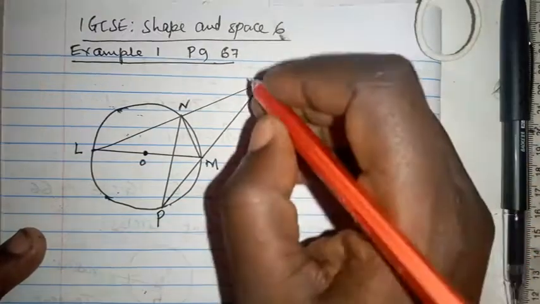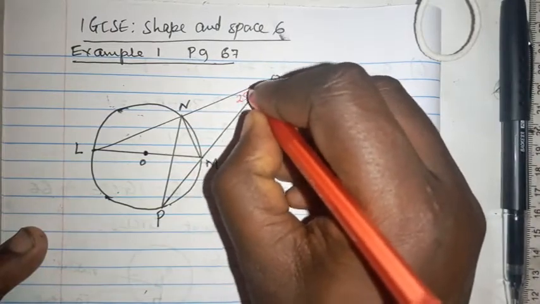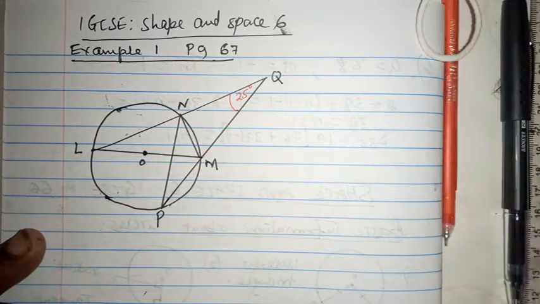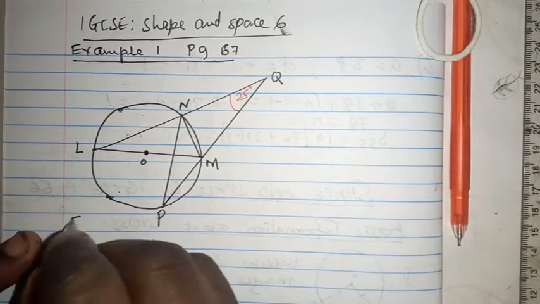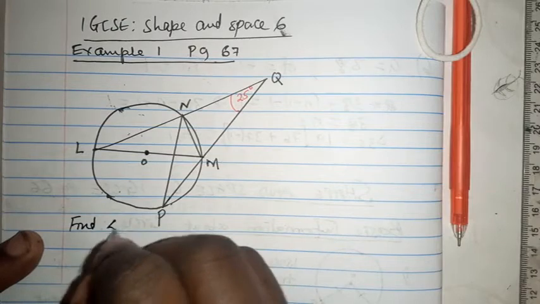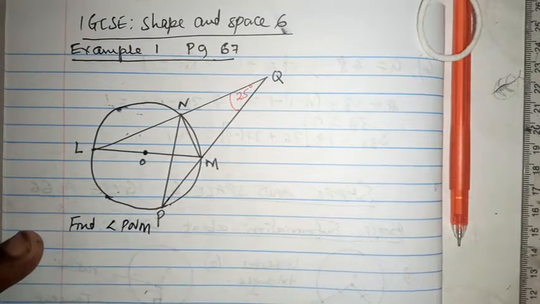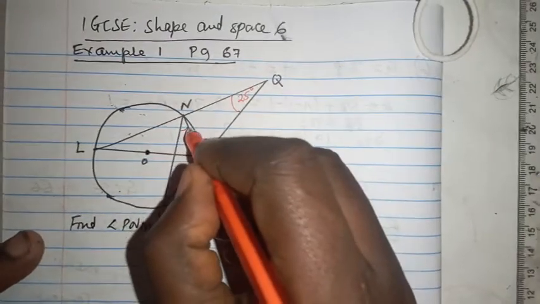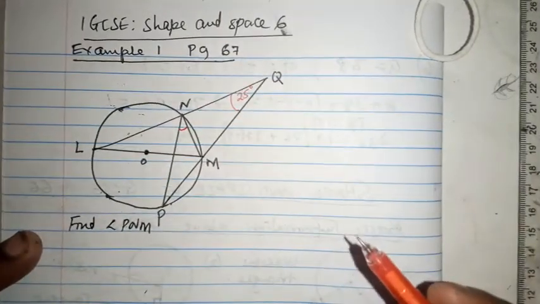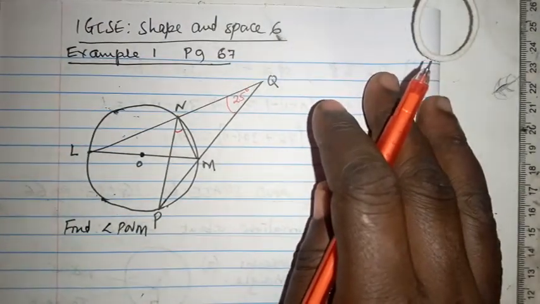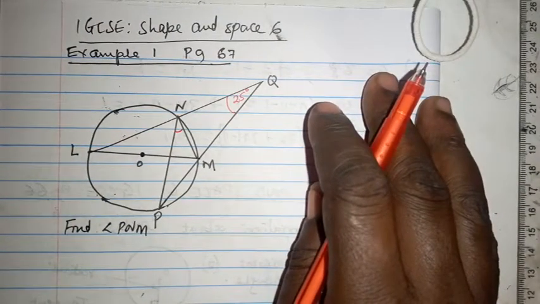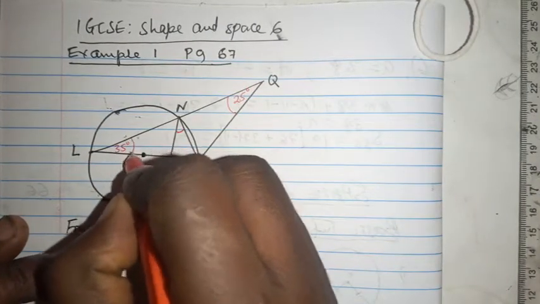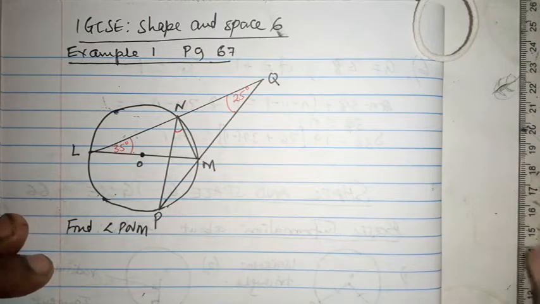We have 25 degrees there. And the question is, find angle PQM. That small angle is what we're supposed to find. And again, we have been given another angle which is 35 degrees there. And I think that's where we need to start.